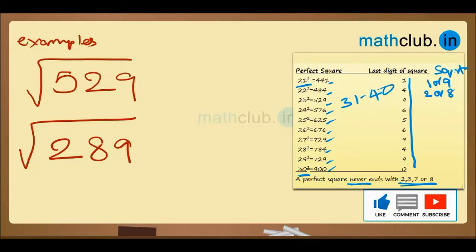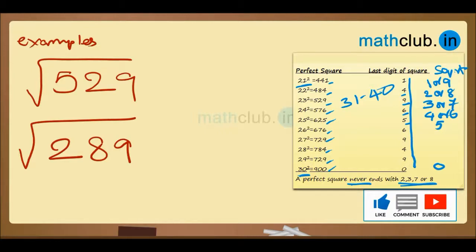You can observe here 8 square is ending with 4, 28 square is ending with 4. So when a number ends with 4, the square root ends with 2 or 8. When a number ends with 9, the square root ends with 3 or 7. With 6, it is 4 or 6. With 5, it is 5, and with 0, it is 0. Once you understand that, the questions can be solved very quickly.